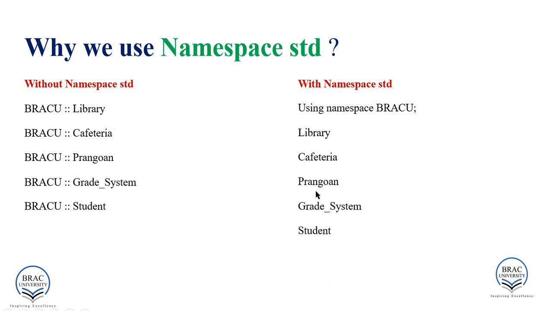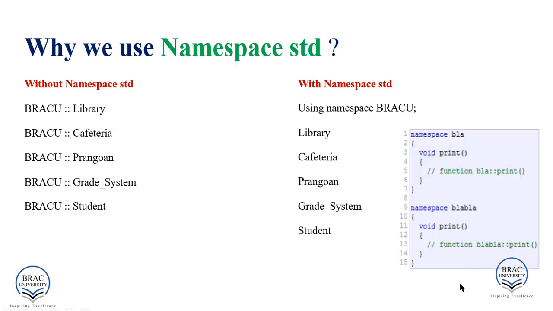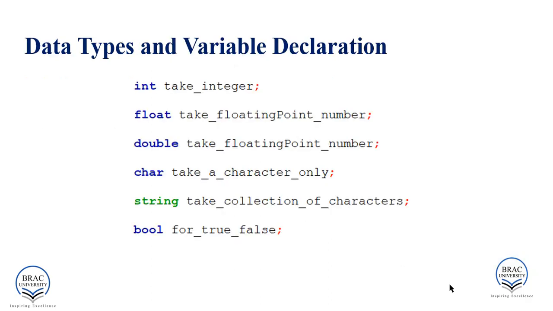If you write namespace std, you will require less writing. You don't need to mention that the library is from BRAC University, the cafeteria is from BRAC University. We have already mentioned that all of them are from BRAC University, so you don't need to mention it again and again. std is a library, all the functions are from the standard library. This is why we use namespace std. For example, you can see this code, we didn't use namespace std, that's why we need to mention the namespace again and again to let the compiler know which library I am trying to use.